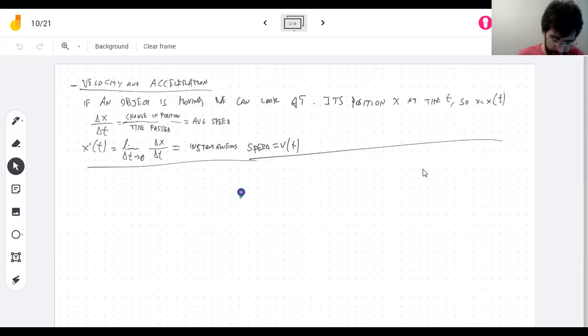Now another thing you also already know is that if you take the change in velocity over some amount of time, so if I've gone from 0 to 60 in 10 seconds, that's telling me something. That's called the acceleration. The acceleration is how much speed you gain or lose.